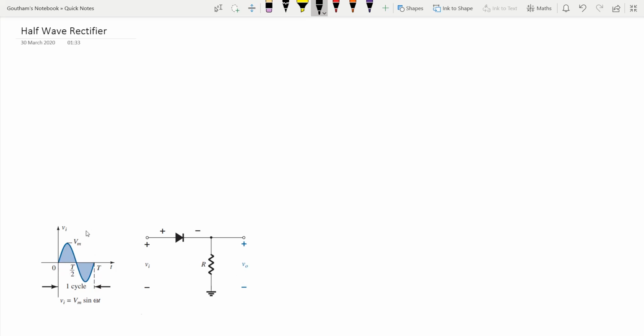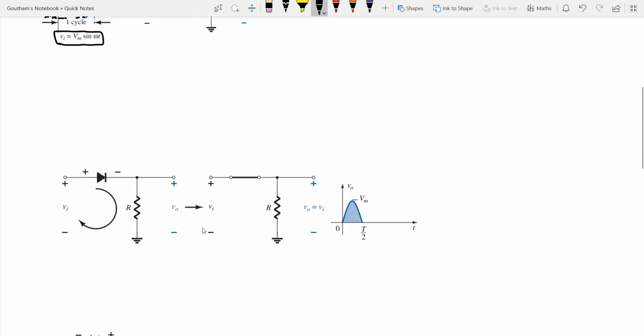Okay, so the input expression of the sinusoid is given by Vi is equal to Vm sine omega t, where Vm happens to be the peak value, and minus Vm is the negative peak. So this much we have seen in the previous lecture as well. So what happens in the positive half cycle is this diode is forward biased, and when this diode is forward biased we replace it with a short circuit. So the equivalent circuit looks something like this. So this diode is replaced by a short circuit over here. What happens is V0 is directly equal to Vi.